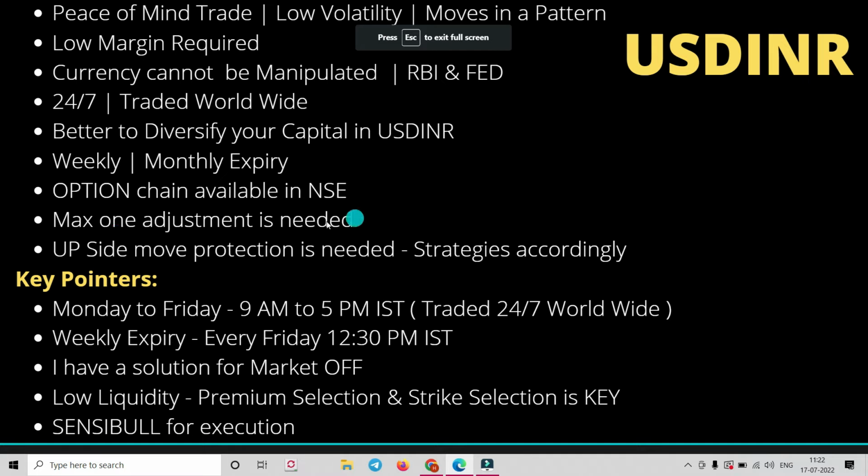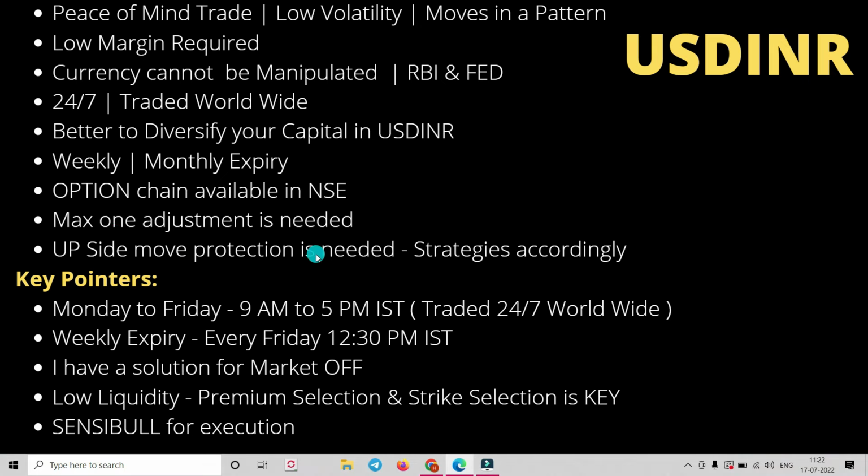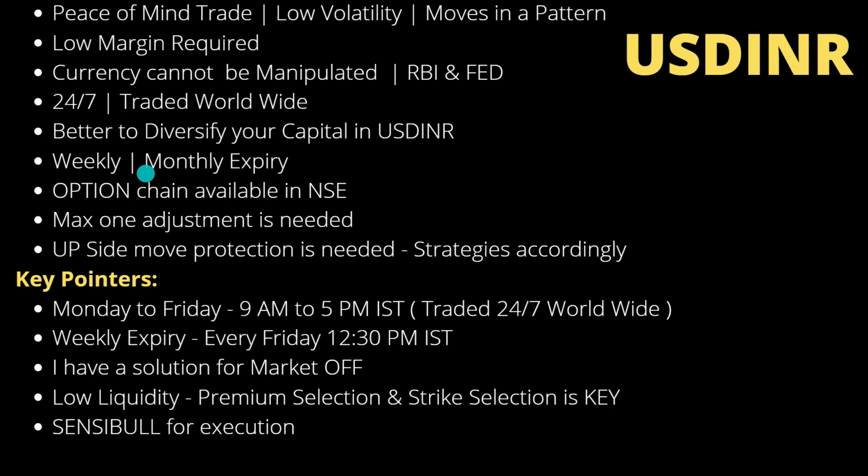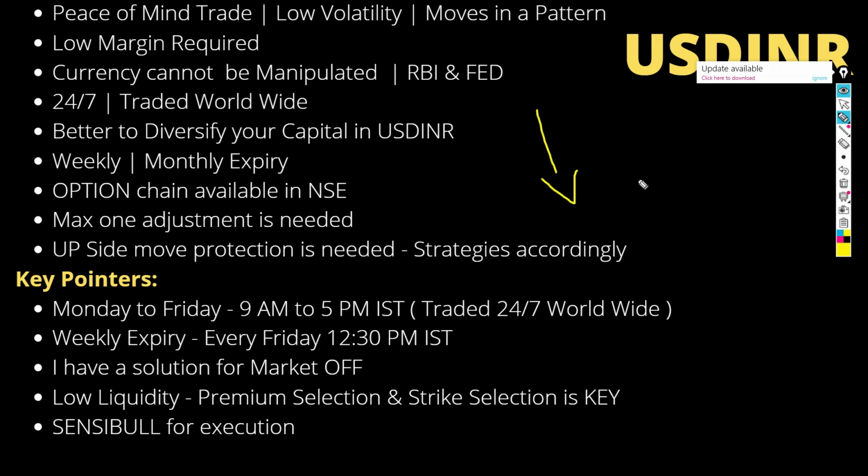Maximum one adjustment, upside movement protection. If you look at the USD INR, we need to protect our trades for the upside movement. Unlike the Nifty and Bank Nifty, where we are always concerned about the downside movement, the gap downs are very common in the Nifty and Bank Nifty, we all know that. Let's say out of 100 times, 90% of the time we have gap downs and 10% of the time we have gap ups.